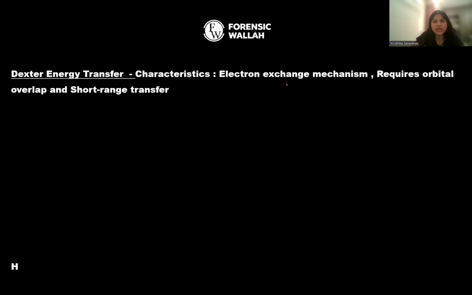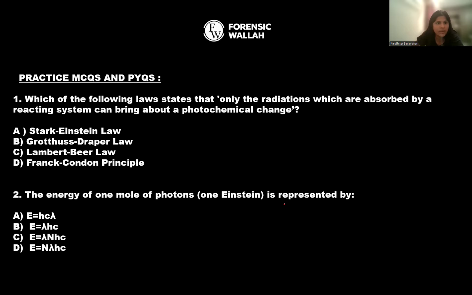So Dexter energy transfer means there is an electron exchange mechanism happening. Since the overlapping of orbitals is happening here, the electron exchange is happening here. Electron exchange happening means only a short-range energy transfer takes place. So the energy transfer that leads to the overlapping of the orbitals is a Dexter energy transfer. Okay.